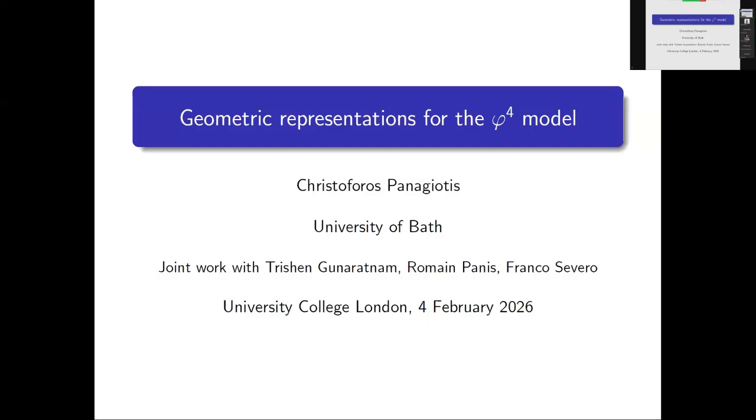But just to be sure that we're on the same page, I'm first going to tell you why we're interested in the Ising model.